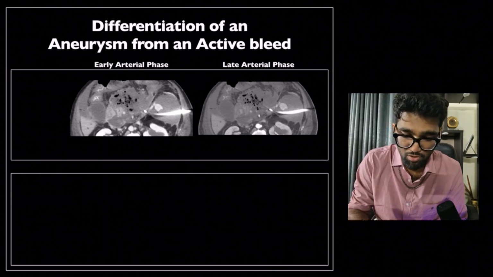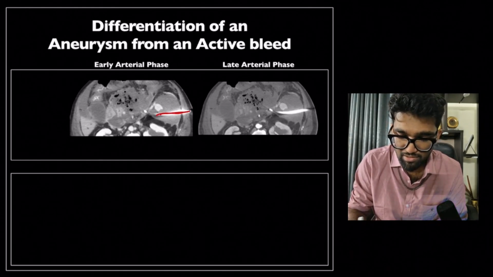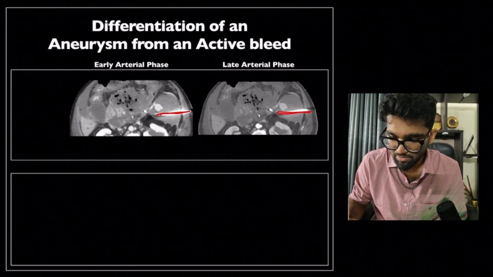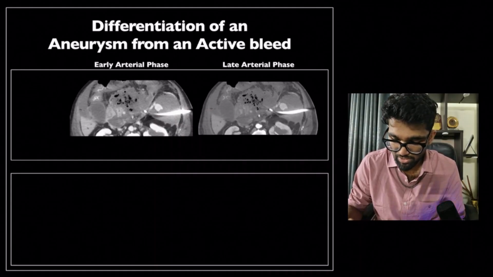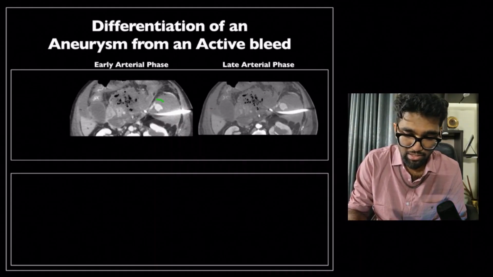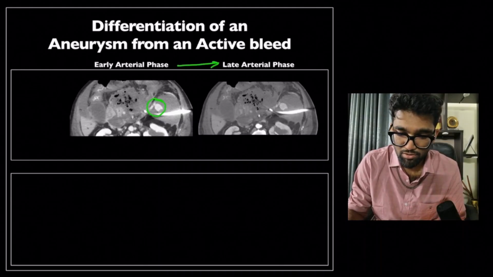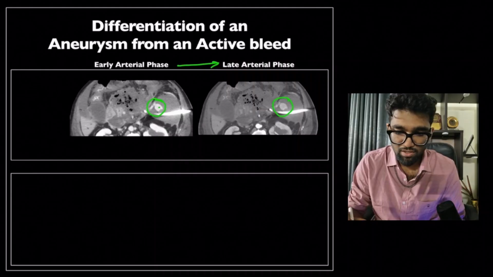Now, just for the sake of clarity, this is actually a pigtail catheter that has been placed inside the collection in order to drain it. So we'll ignore it for now. So as we've discussed, this is an aneurysm because in the early arterial phase and going into the late arterial phase, the shape does not change and the intensity of the blood within the aneurysm is the same as that of the aorta.